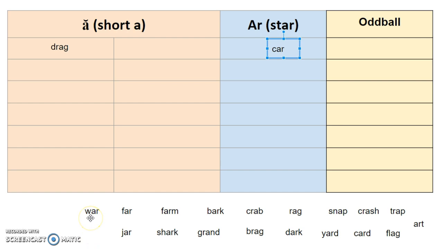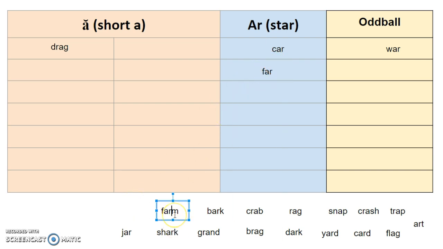The next word is war. Now this one's the tricky one. So war has AR, but war should say AR as an R, but it doesn't. It breaks the rule. So if it's a rule breaker, it goes to oddball. The next word is far. When I say far, it says R. It doesn't say A, so it goes in the AR column.